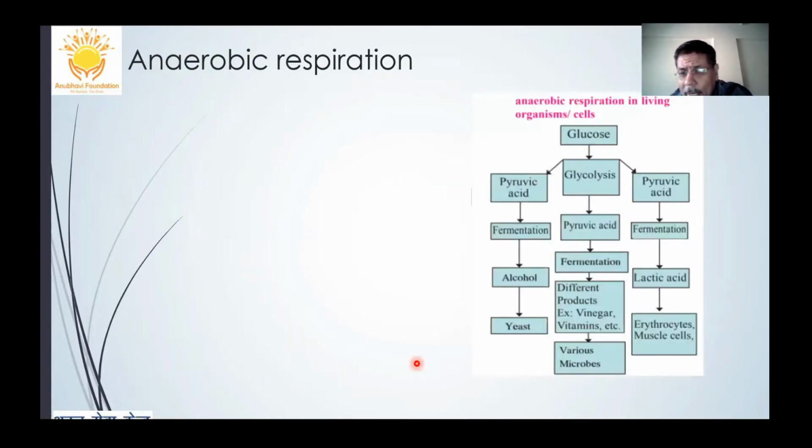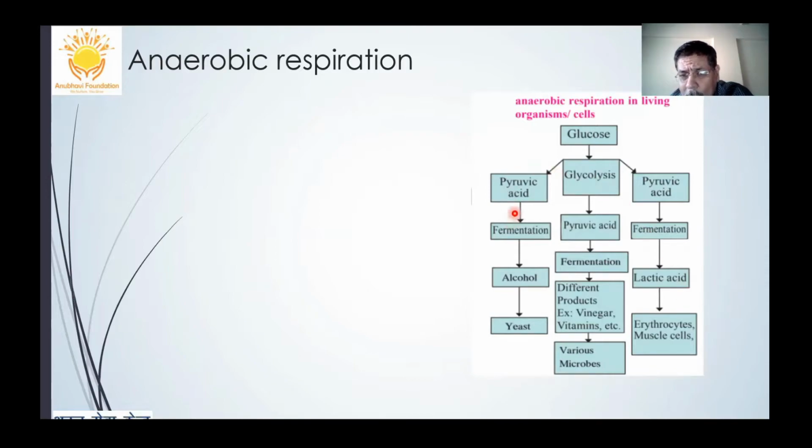Now let's talk of anaerobic respiration. Anaerobic respiration is the respiration which occurs in absence of oxygen. Here, there are two methods of anaerobic respiration. One is alcoholic fermentation, the other is lactic acid fermentation. In both cases, the substrate, that is glucose, is converted to pyruvic acid by glycolysis, and then it is used up either for alcohol production or for lactic acid production.